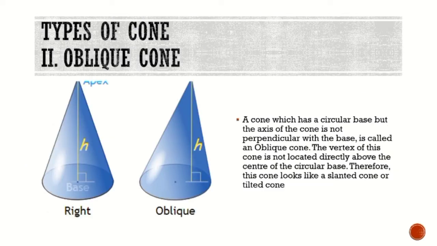Oblique cone. A cone which has a circular base but the axis of the cone is not perpendicular with the base is called an oblique cone. The vertex of this cone is not located directly above the center of the circular base. Therefore, this cone looks like a slanted cone or tilted cone.